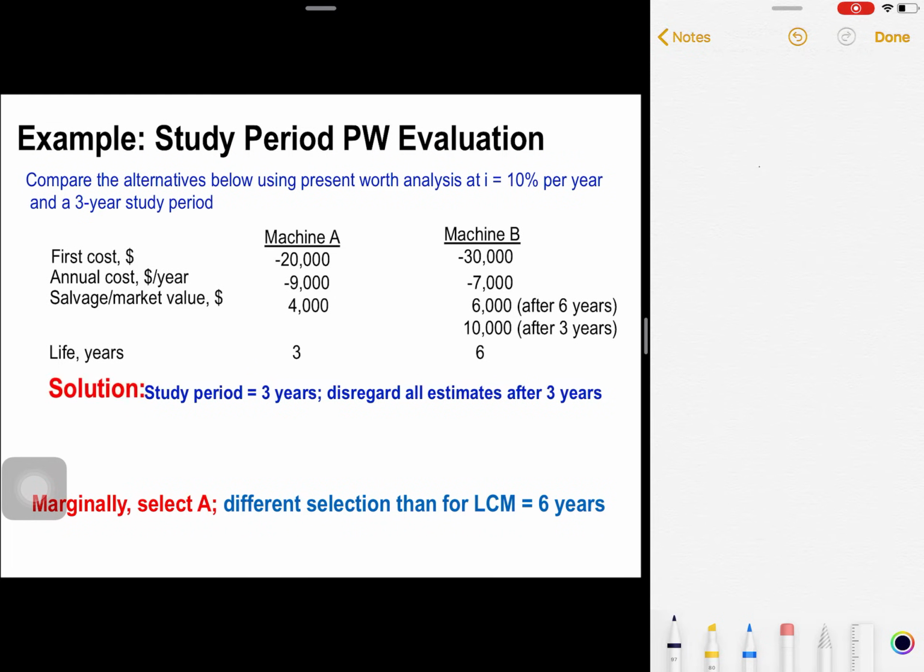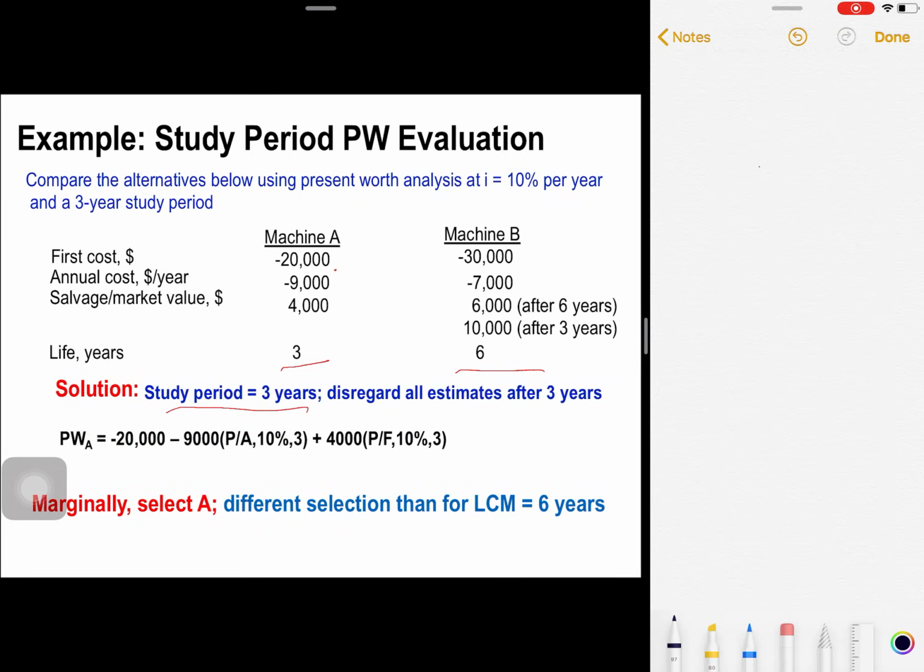For example, a study period for two alternatives, machine A and machine B. We have machine A with n equals 3, and B with n equals 6. The first cost is negative $20,000, annual cost $9,000, salvage value $4,000. For machine B, the first cost is negative $30,000, the annual cost is negative $7,000, the salvage value after 6 years is $6,000, and the salvage value after 3 years is $10,000 for machine B.